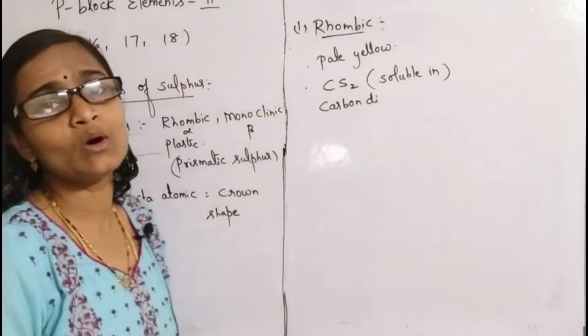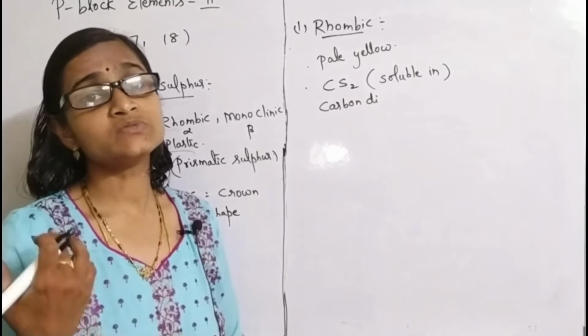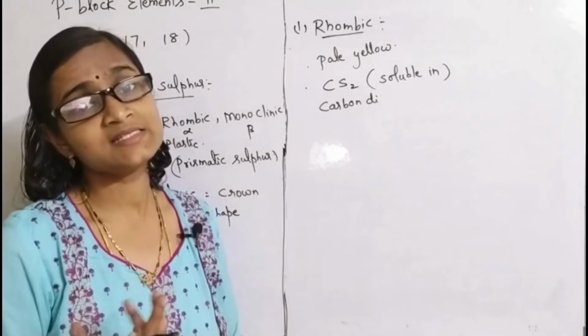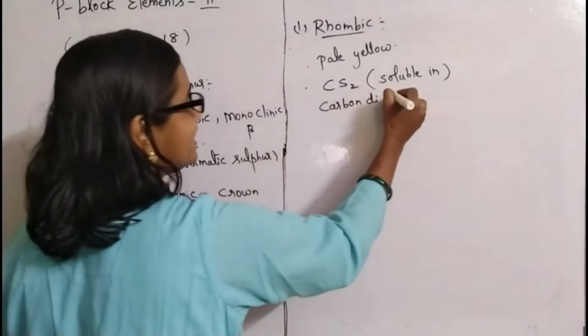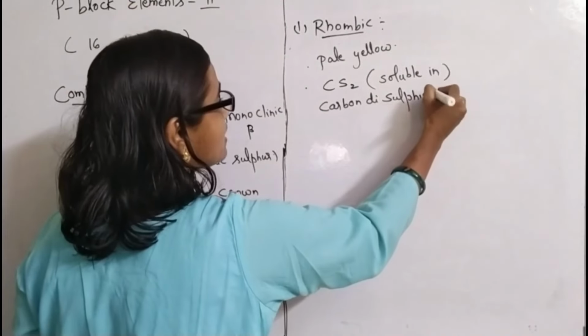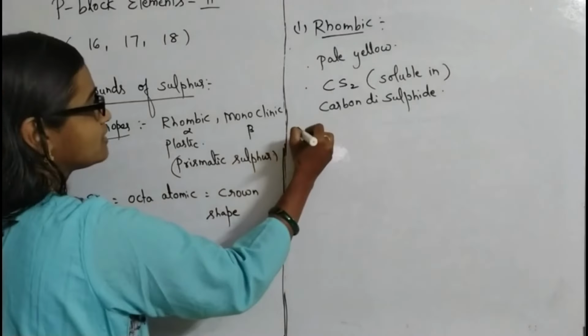Generally, not only rhombic, all types of sulfur are insoluble in water, because water is a polar solvent, whereas sulfur is soluble in carbon disulfide, CS2, an organic solvent. And generally you will find it has a high melting point, 385.8 K. What is the melting point of rhombic sulfur?